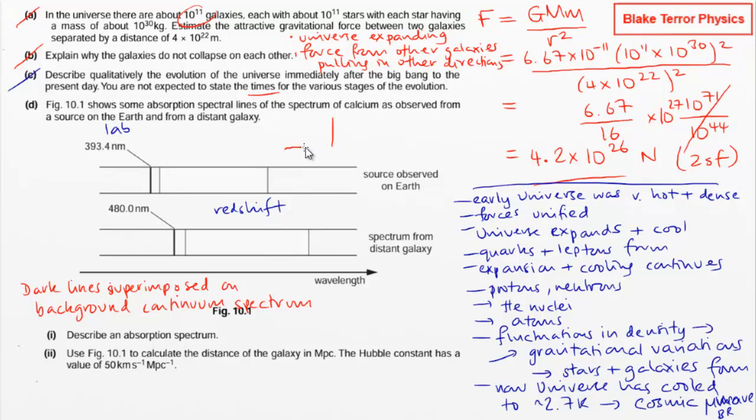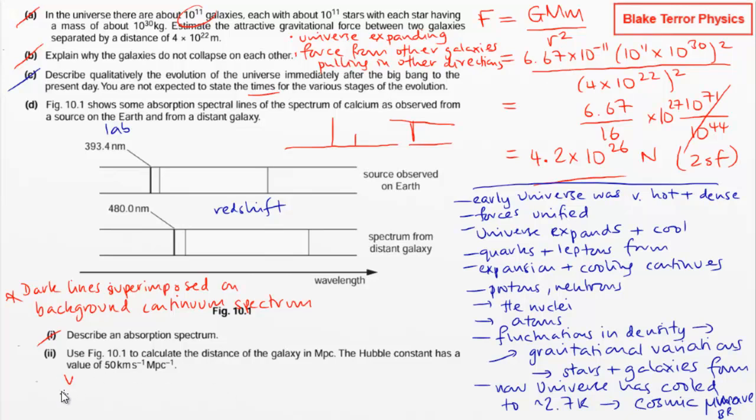You can have emission line spectrums where you've just got flat and some lines coming up. If you've got an absorption line, you need a continuum which is already at a certain intensity, so you can have dark lines imposed against it. So you need to have the background continuum spectrum mentioned on an absorption spectrum, otherwise it just can't exist. Then we get the last part of the question. Use figure 10.1 to calculate the distance of the galaxy in megaparsecs, and they've given us a fairly low value of the Hubble constant, but that's fine.